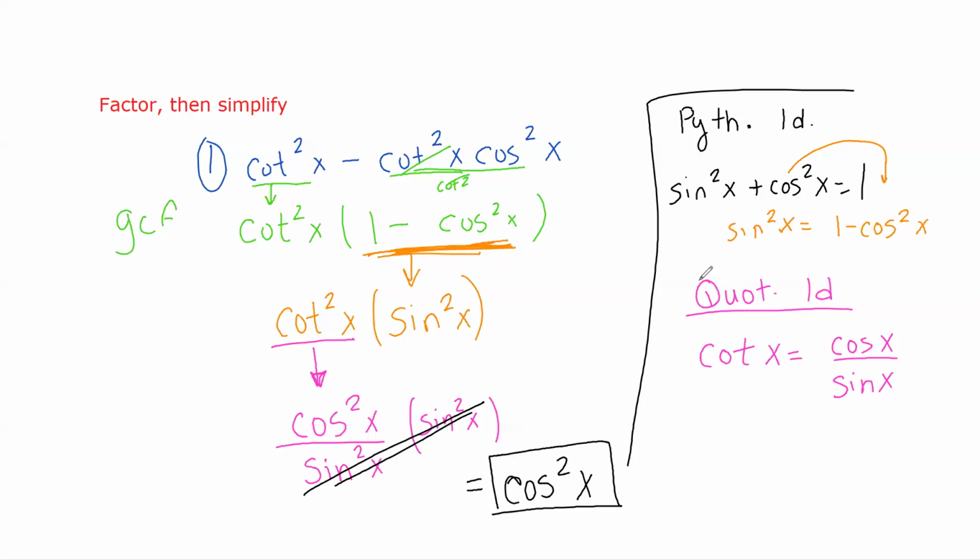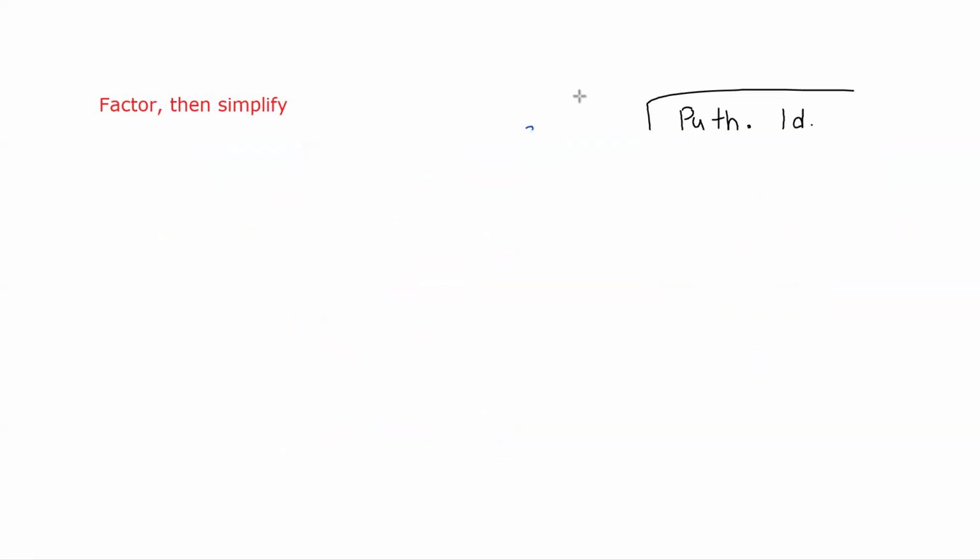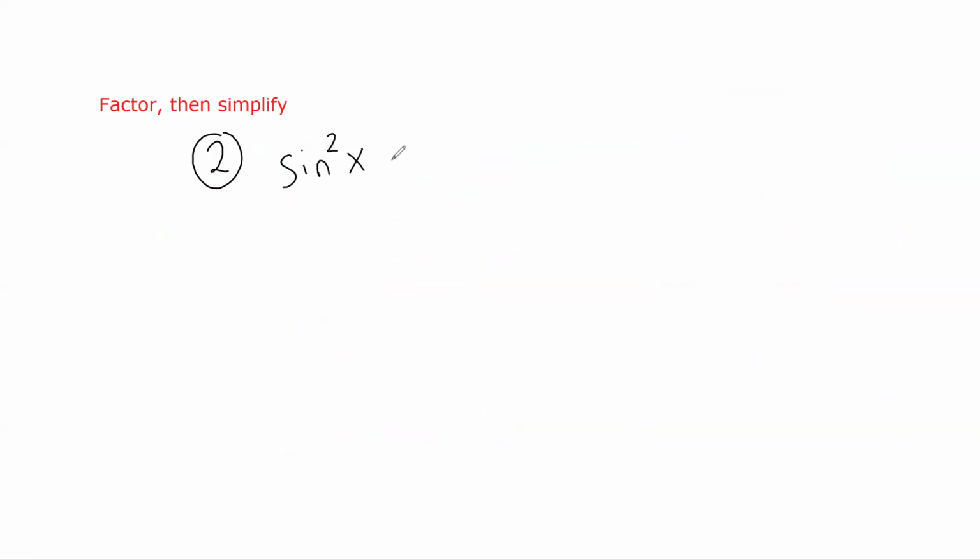Okay, I'm going to be moving pretty fast. Pause me if you need to. This is number 2, same directions. Factor, then simplify. We have sine squared of x, secant squared x, minus sine squared x.